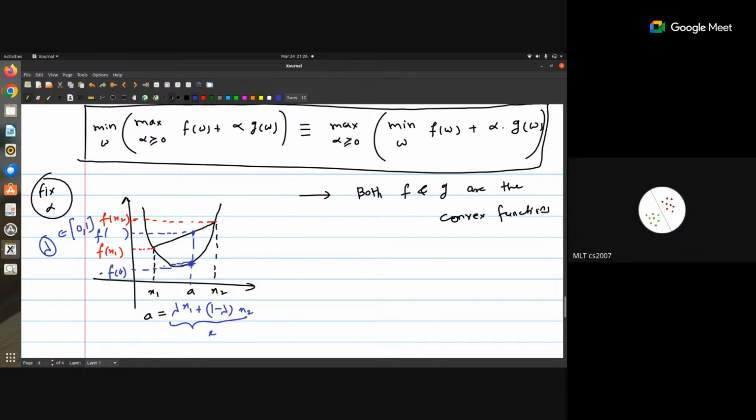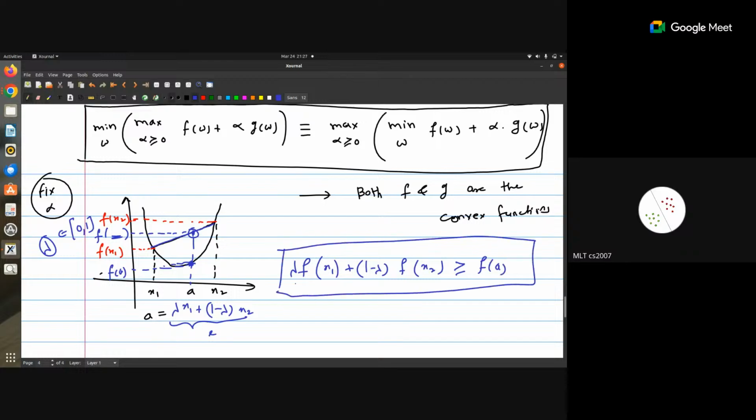What is the value of this? I'll write it down: lambda times f of x1 plus 1 minus lambda times f of x2. We are actually taking the interpolation. So lambda times f of x1 plus 1 minus lambda times f of x2 is greater than or equal to f of a. If this is satisfied, then it is called a convex function.